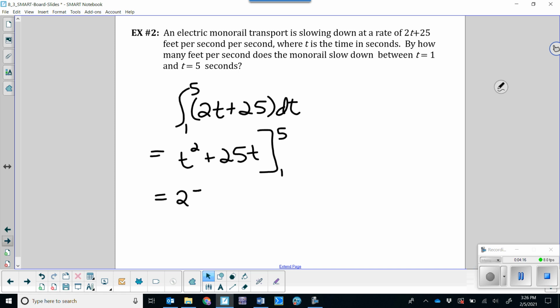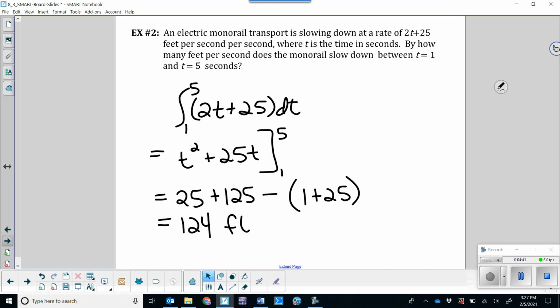So we would plug in 5. We would get 25 plus 25 times 5 is 125 minus parentheses 1 plus 25. I just plug in 1. So this is very simple because 25 minus 25 will go away. 125 minus 1 is 124. And then I need to have my units. And a better thing to write and get in the habit of is to say the monorail slows down at about 124 feet per second between t equals 1 and t equals 5 seconds.